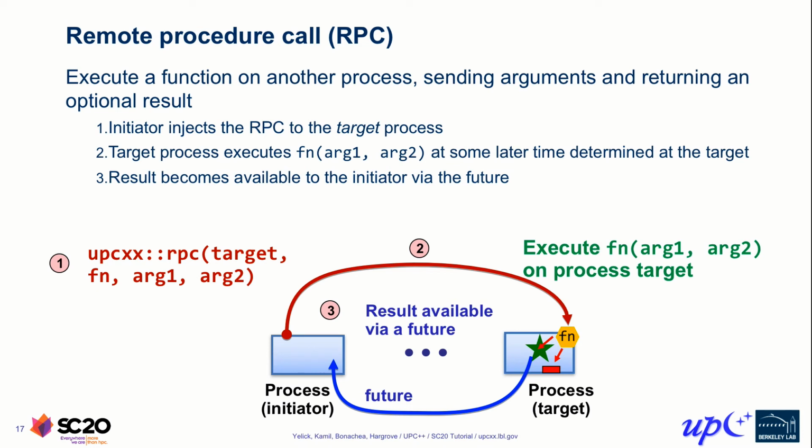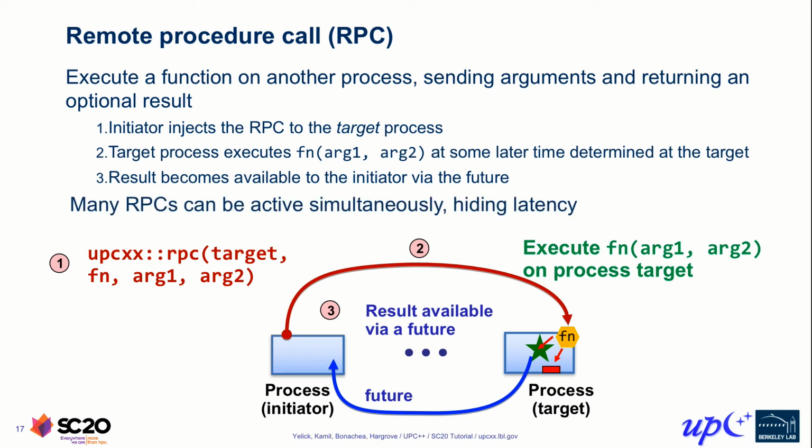And when it comes back, it will return some information for the future, which is living on the initiating process side, so that the results can become available to that initiator. You can have many RPCs active simultaneously, even from a single process, and that is going to be used to hide latency, as with the rget operation that I showed you before.